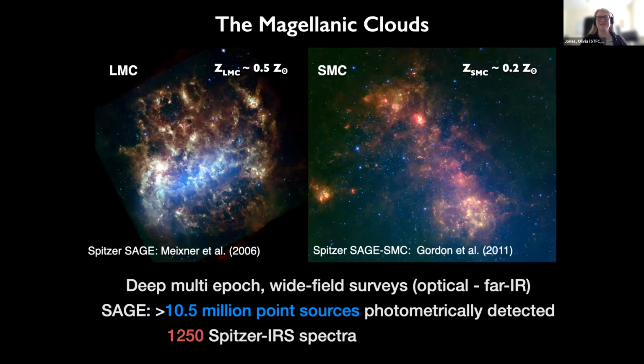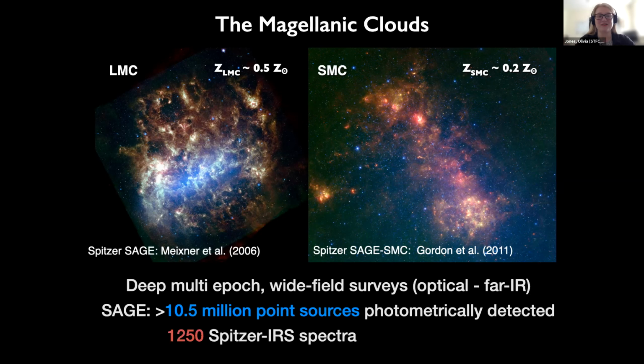I don't think you can start talking about metal-poor evolved stars and populations of them without talking about the Magellanic Clouds. These are two very nearby galaxies which have approximately half solar metallicity for the LMC and about 1/5 solar metallicity for the SMC. These nearby galaxies are great because every single star is at the same distance, and there have been many deep multi-epoch wide field surveys from the optical to the far infrared.